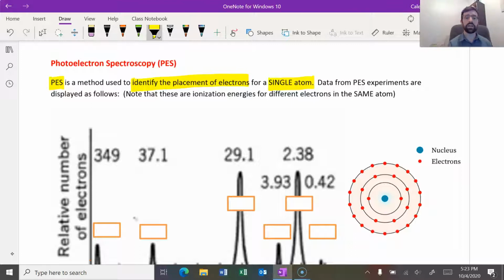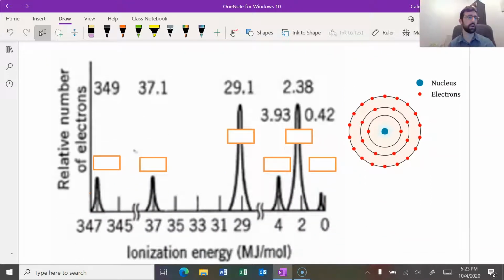I want you to note that these are ionization energies. Okay, it's been a little while since we've talked about that. So they're ionization energies for different electrons in the same atom, and that's important to recognize. Each of these peaks is in the same atom, but it's a different ionization energy. Ionization energy is the energy required to remove an electron. So if it's hard to take an electron away from an atom, that's a high ionization energy. If it's an easy electron to take, that would be a low ionization energy. So let's go down a little bit farther and talk some more about this.